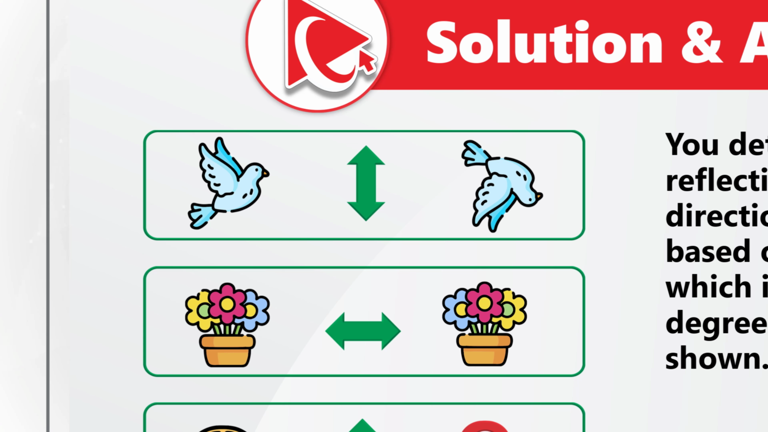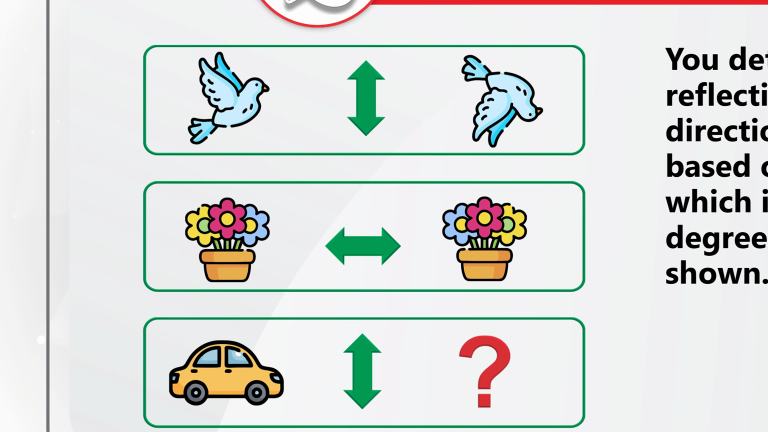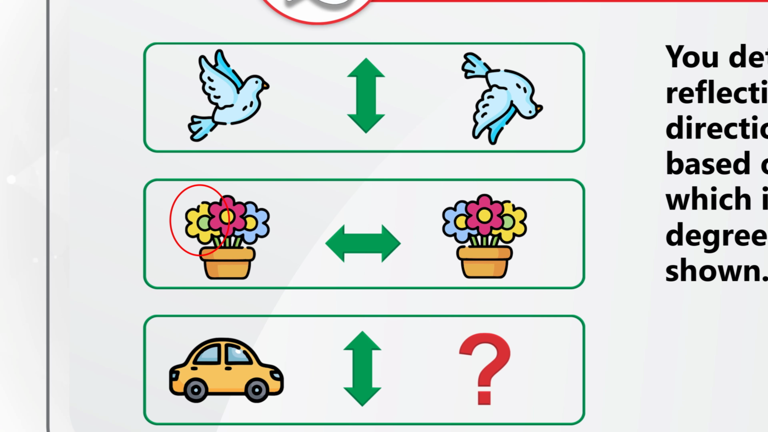And to get to the correct answer, you need to rotate the pigeon 180 degrees. Let's look at the second object. We see the flowers with the yellow flower being on the left.